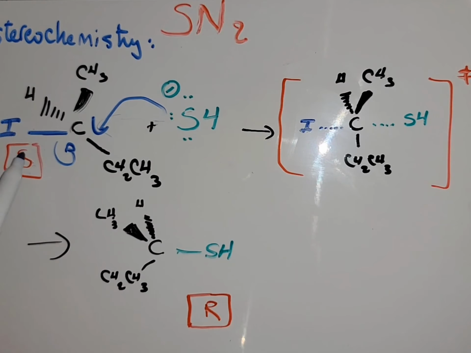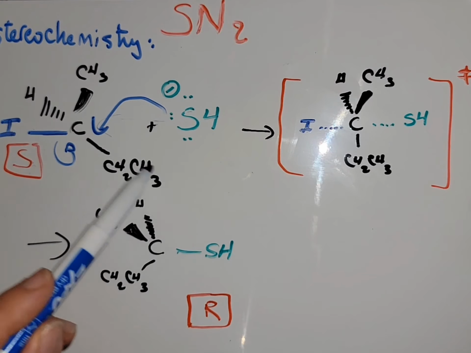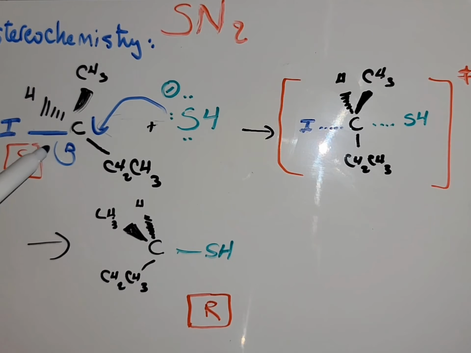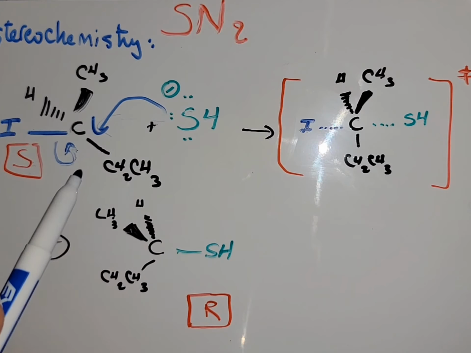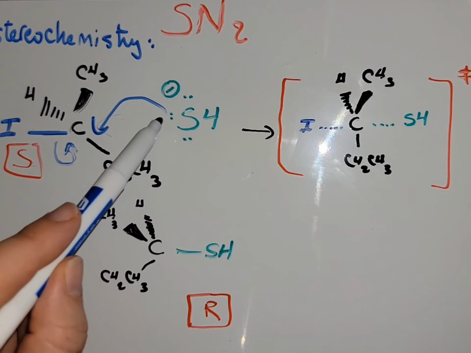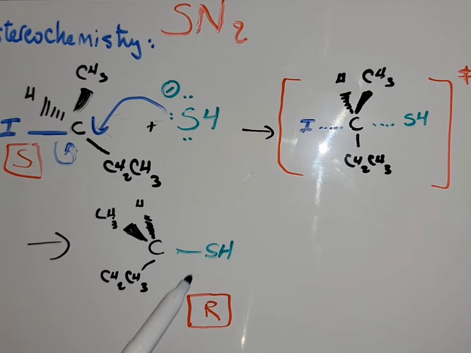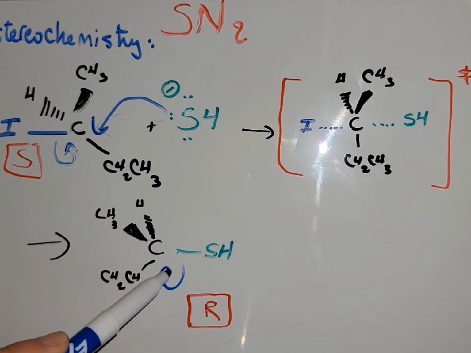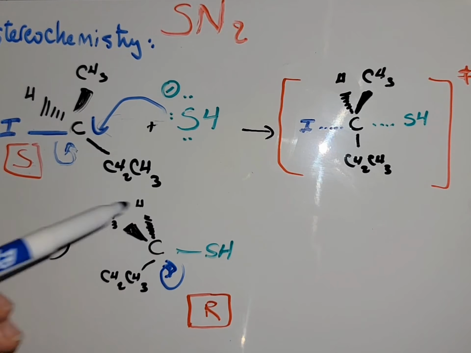In the beginning we had an S configuration for this molecule, since the priority is for iodine, then the ethyl group, then the methyl, then the hydrogen. It's going this way, so it's an S configuration. But since we have an inversion of configuration, a backward attack of the nucleophile, we will have the reverse, with the SH going from this side. The priority is for the SH, then for the ethyl, then the methyl, and the H, going this way, making it an R configuration.